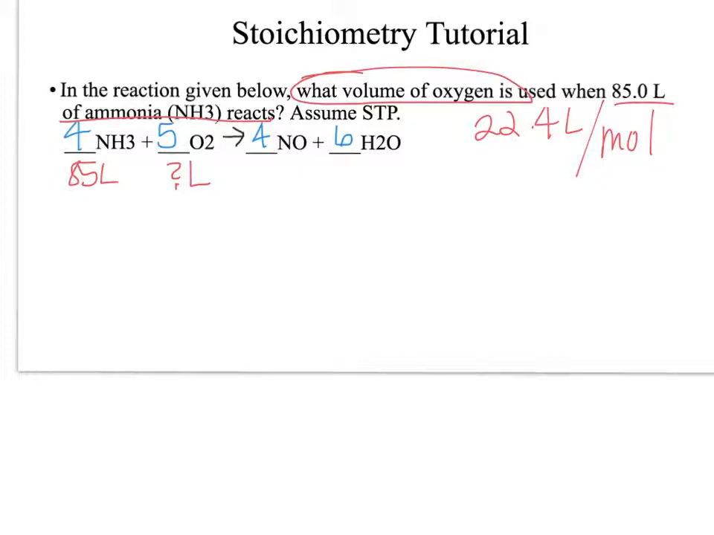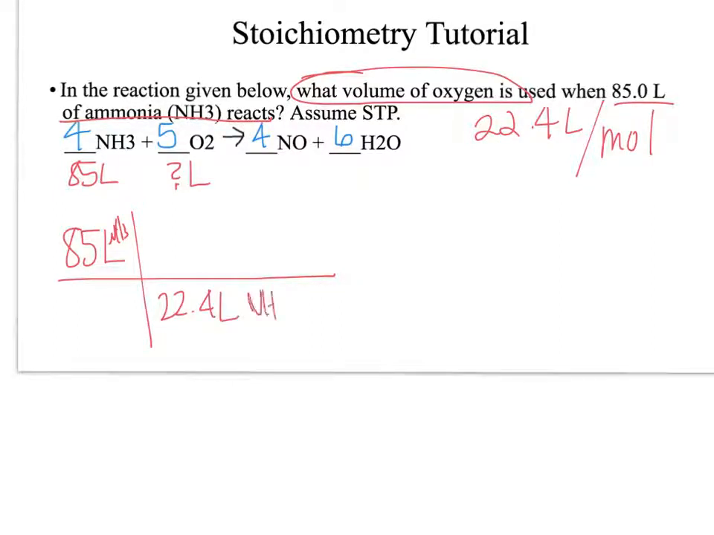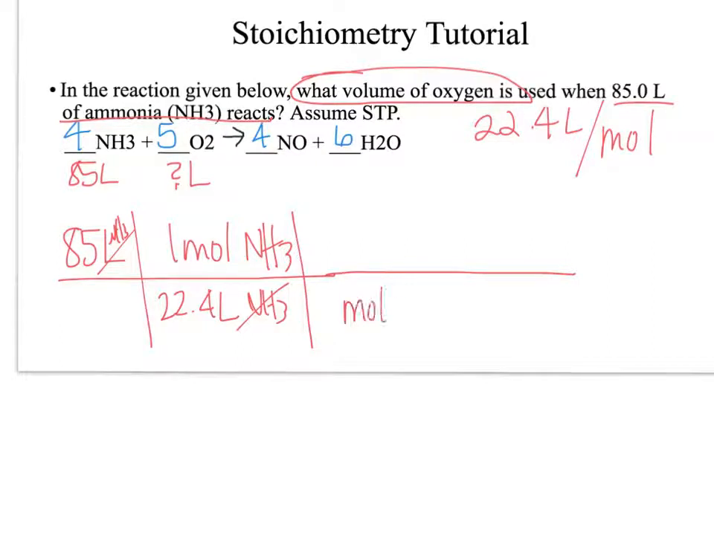So let's get started with what we know, 85 liters of NH3, so put that there. I want to do 22.4 liters of NH3 per mole because that's the way I convert liters to moles. Remember, everything has to be converted to moles so that we can use that all-important mole ratio. Okay, so we've gotten rid of liters. And so now what we need to do is get rid of moles. So I have moles of NH3 here. So I'm going to immediately put it on the bottom there so that I can get rid of it. So I have moles of NH3.